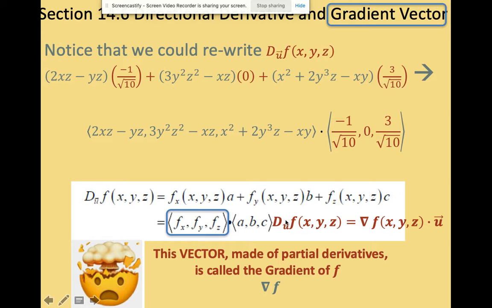So I can think of two different ways of coming up with the directional derivative. Oh, I forgot my little arrow there. I can think about the directional derivative as horizontal, vertical, and height, kind of, right, x, y, z. But I can also think of it as a dot product of the gradient vector times the unit vector of the direction I want to travel.